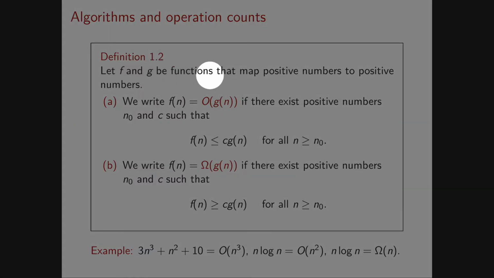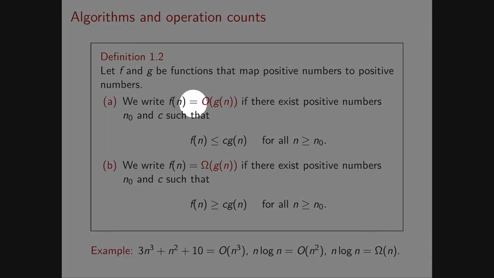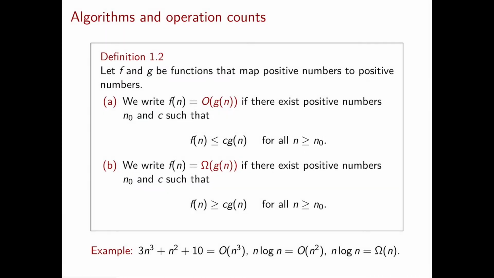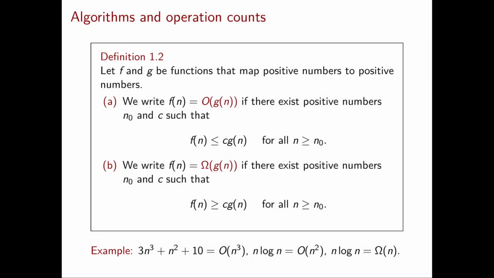Let f and g be functions that map positive numbers to positive numbers. We write f of n is equal to big O of g of n if there exist positive numbers n0 and c such that f of n is upper bounded by c times g of n for all n greater than or equal to n0. So essentially this definition of big O tells you that f of n is big O of g of n if, for large enough n and up to a constant, f of n is upper bounded by g of n.